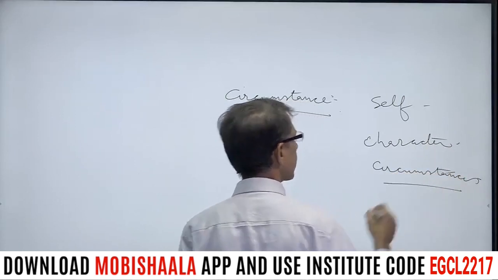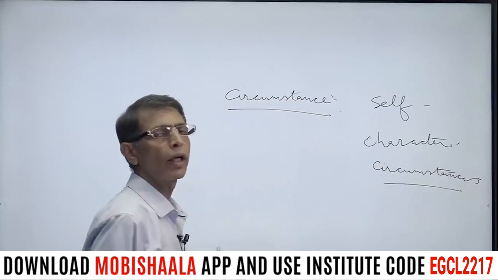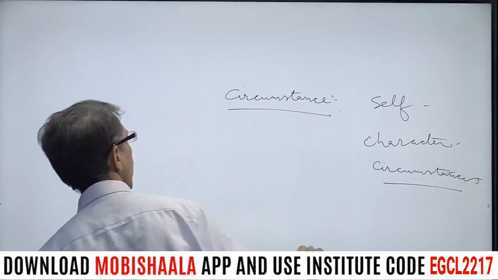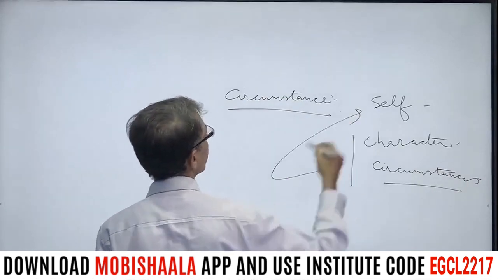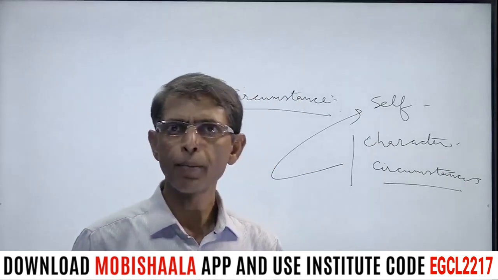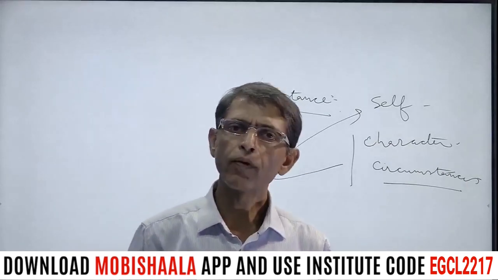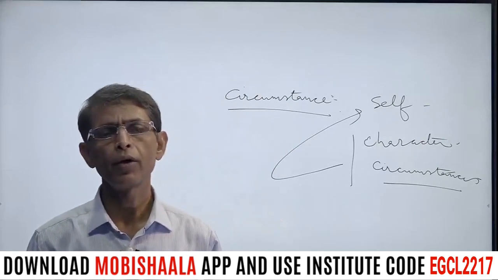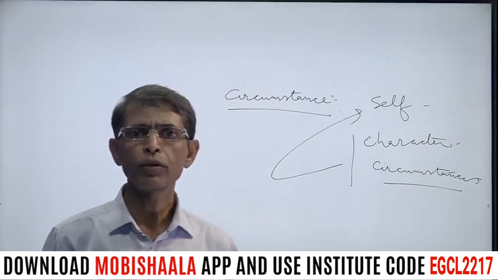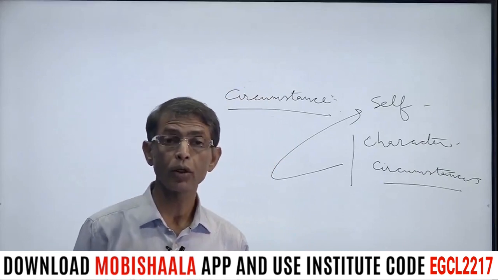And partly by circumstances, you know. So character and circumstances both affect the action of a self. Both have a very important function. And what are the circumstances and how do they affect? Of course it affects. Of course it makes a character. Of course it gives you choices, options, alternatives.